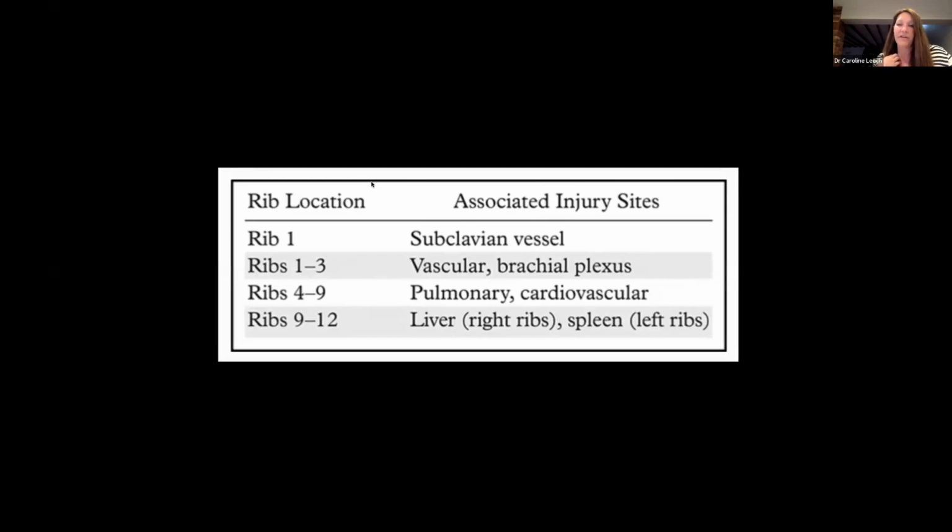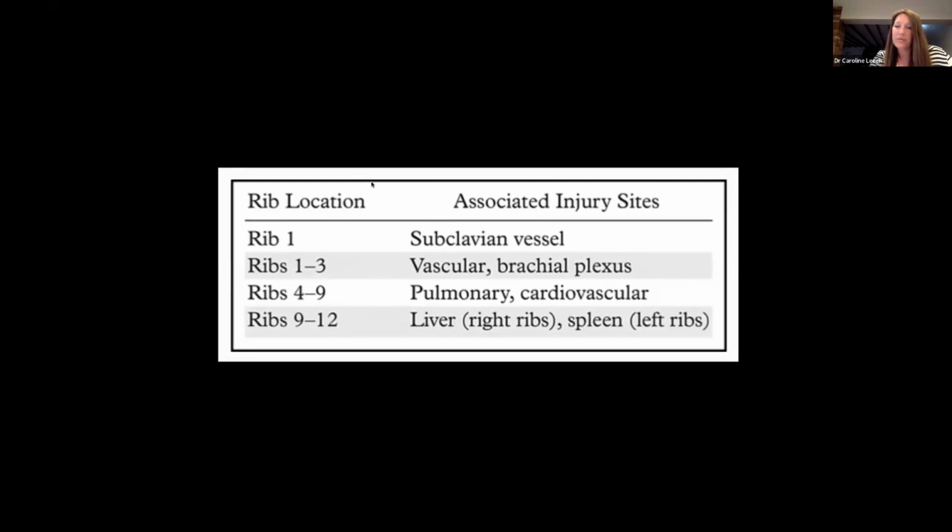If you have a first rib fracture up here, that can actually penetrate your subclavian vessels and cause significant internal exsanguination. And I've seen a number of patients who've died from that, from a relatively benign fracture that then became an intravascular injury. Ribs 1 to 3, you've got vessels and you've got nerves, the brachial plexus.